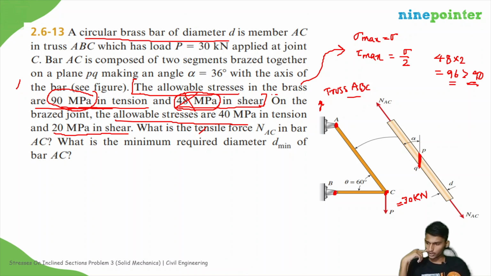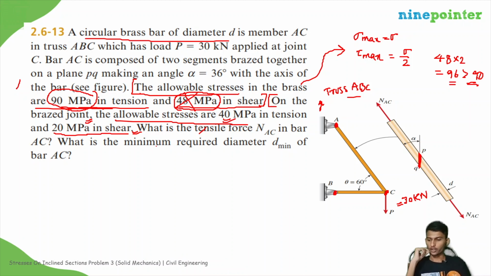And if we go here on the braced joint, the allowable stresses are 40 in tension and 20 MPa in shear. So if you consider 40, the maximum shear stress will be 20. Yes, it is also 20, so it is safe. If you consider 20, it will be 40, so safe. So you can consider any one of these two, that will give you the same answer.